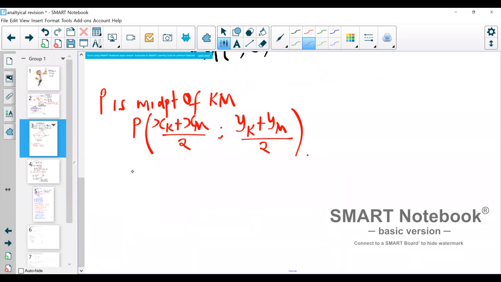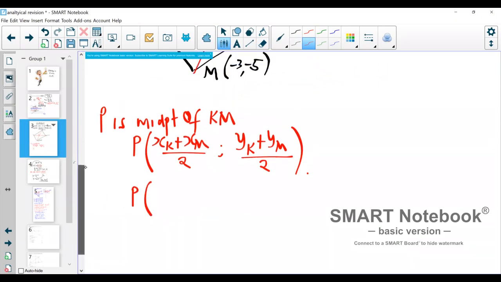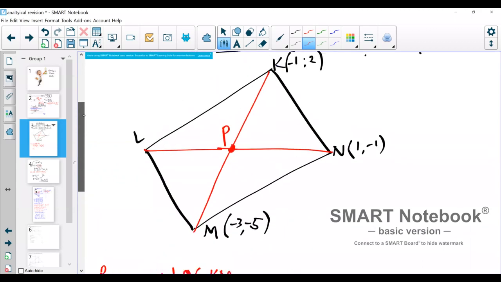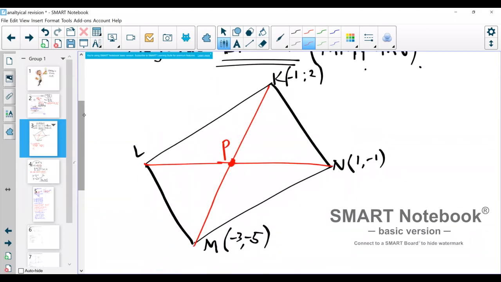What is XK? I'm just going to add and give you a final answer. So -1, -3 will give me -4. If I divide by 2, that will give me -2 there. I'm sure you know what I did. This plus this divided by 2. What is 2 minus 5 divided by 2 would give me -3 over 2. So those are the coordinates of P.